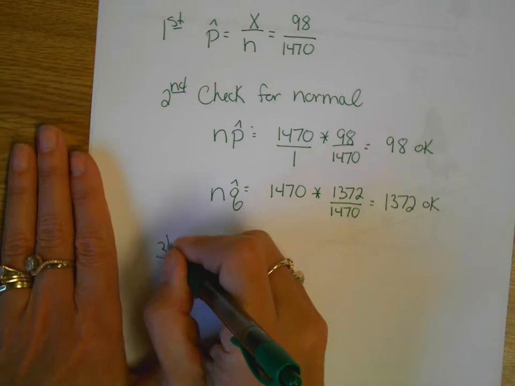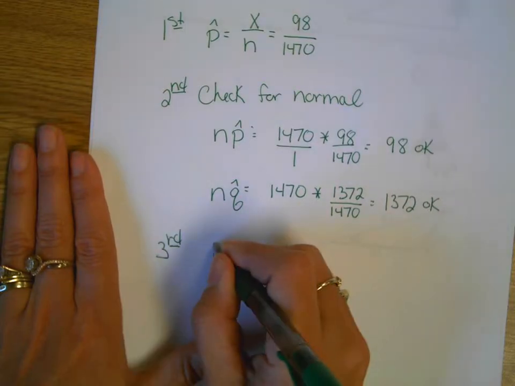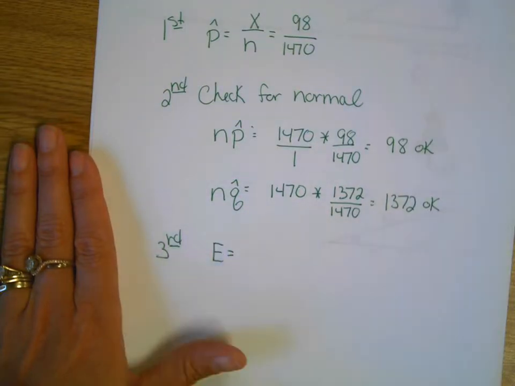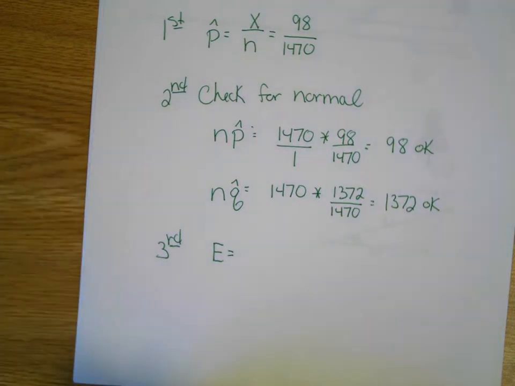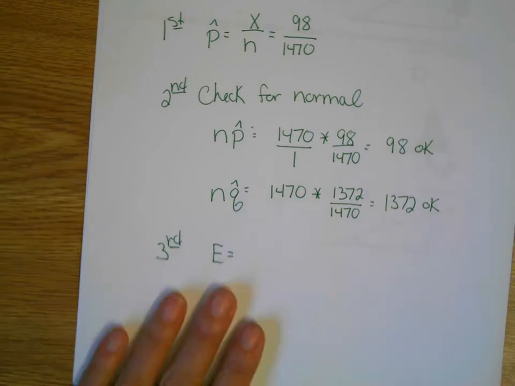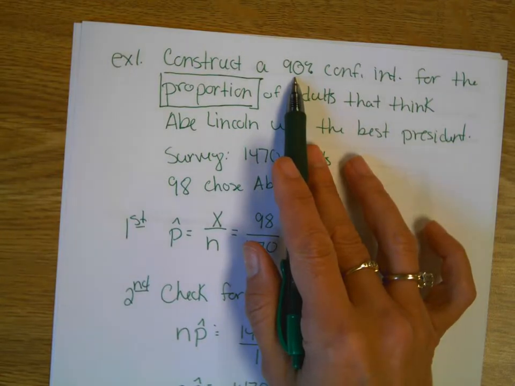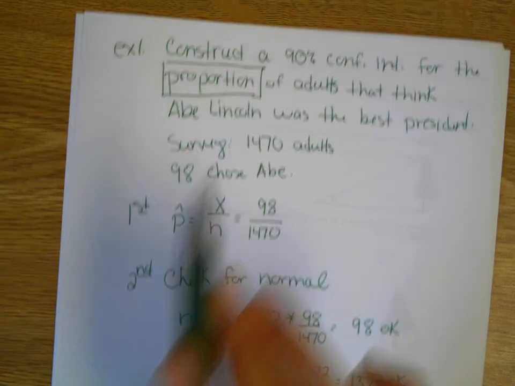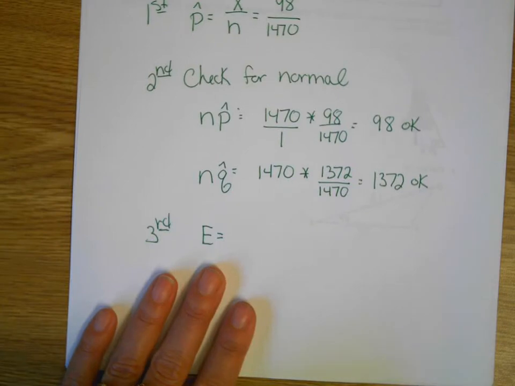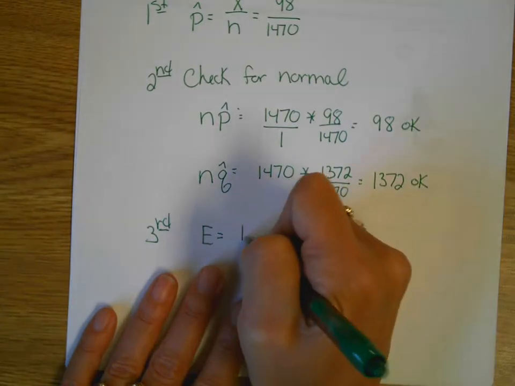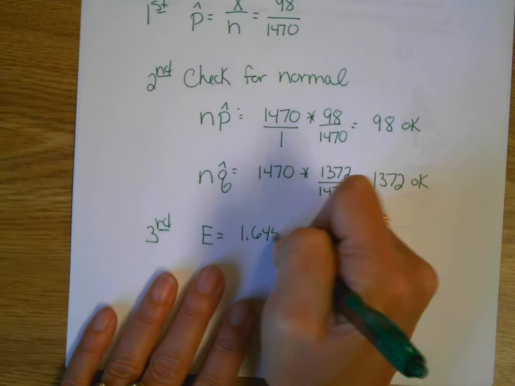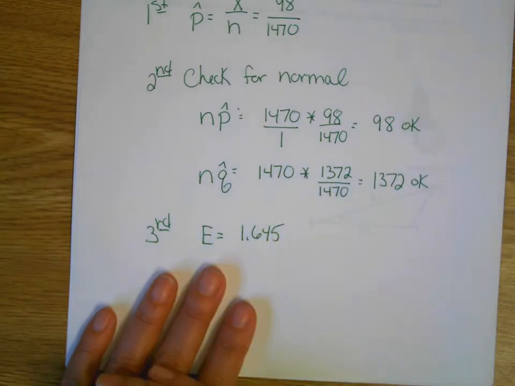Okay, so our third step, we're ready to calculate the max error, big E. The formula says take the z-score for your confidence level. Do you have the z-score for 90% memorized? 1.645. Yep. Where are you getting that from? The table from the notes way back.